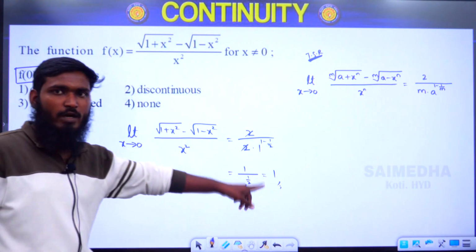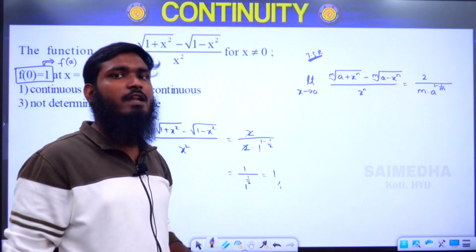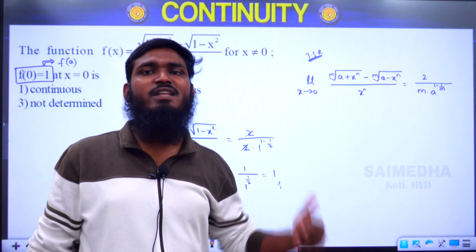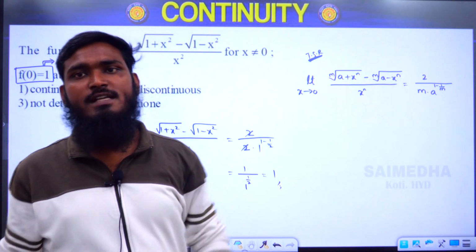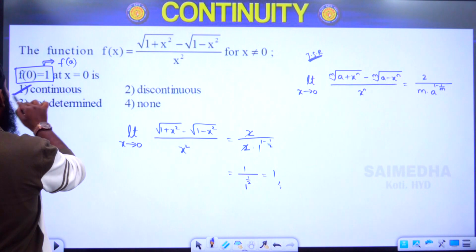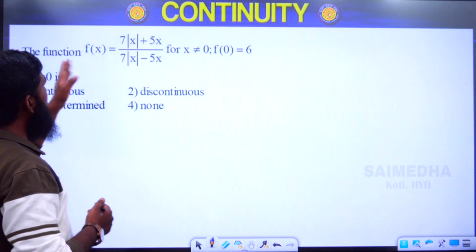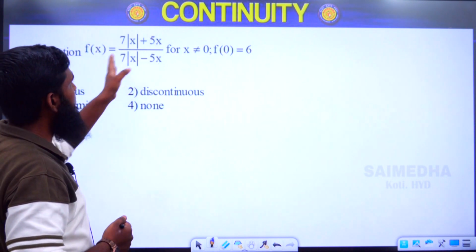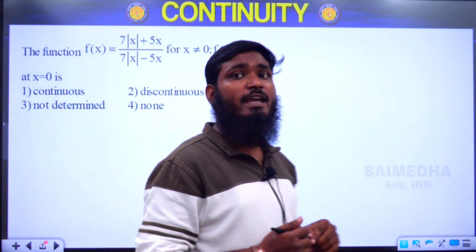The limit value is equal to 1 and the function value given over here is also 1. So whenever the limit value and the function value are the same, LHL equals RHL equals the function value, and we call the function continuous. So the function is continuous, which means the first option is correct. Now let us see the next question. The function f of x is equal to (7 mod x plus 5x) divided by (7 mod x minus 5x). Now in this question again, what do we have?